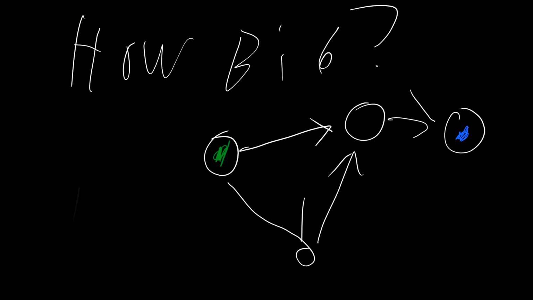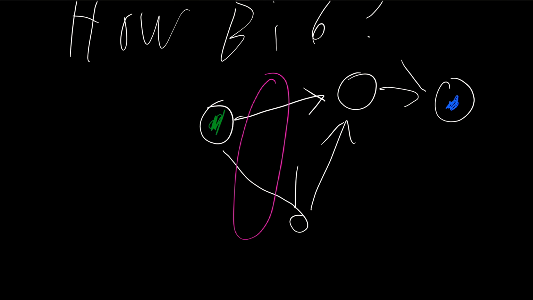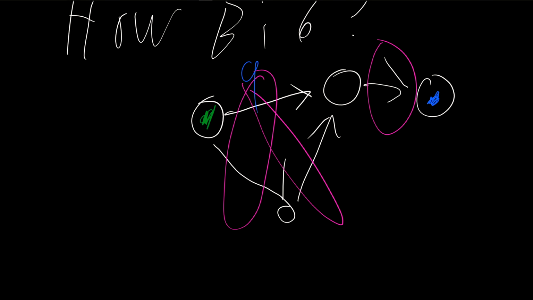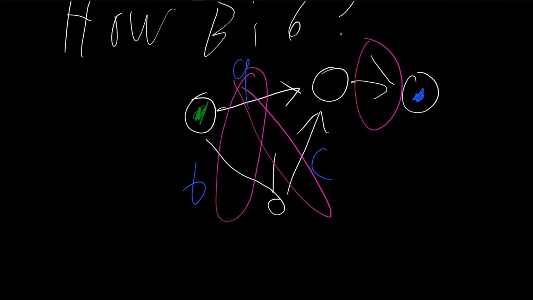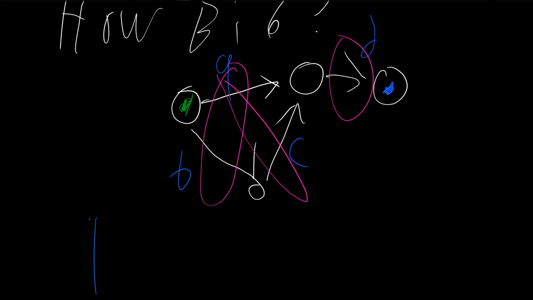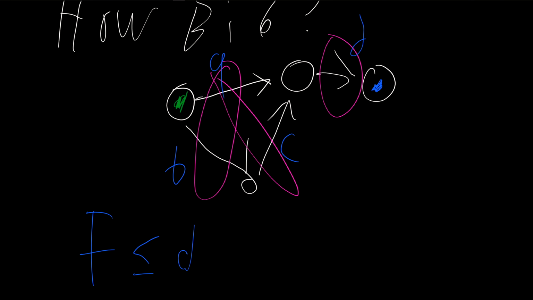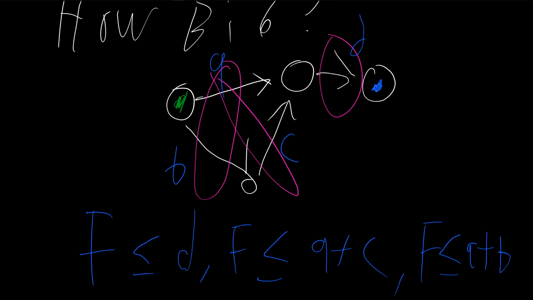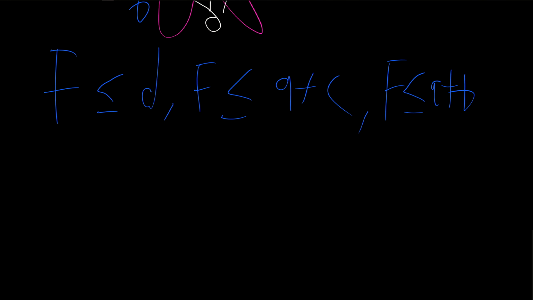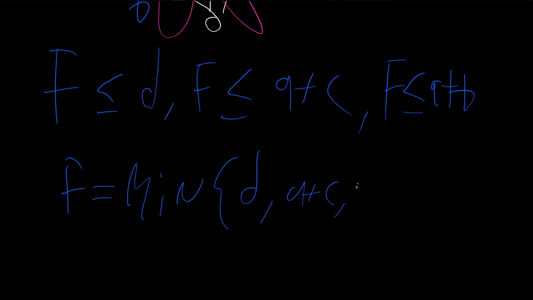And if you're thinking, okay, well, if this is a cut set, and this is a cut set, and this is a cut set, and let's say that's A, that's B, that's C, that's D, then you can say, okay, whatever this max flow value is, let's call it big F, it's got to be at most D, and it also has to be at most A plus C, and it also has to be at most A plus B. So F equals the minimum of D, A plus C, A plus B.